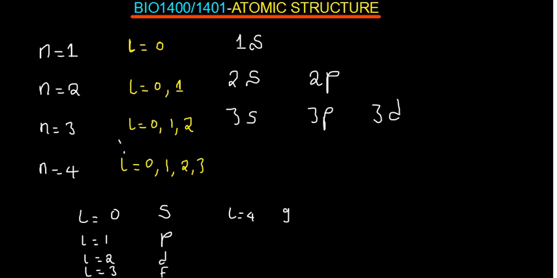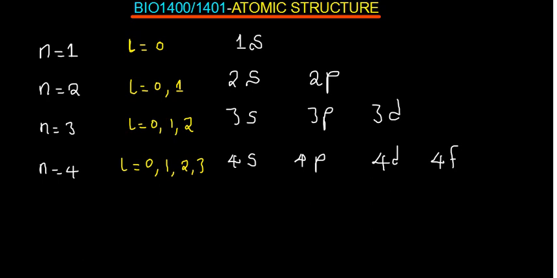So for the fourth energy level, you have 0, meaning that is s. You have 1, that is p. You have 2, that is d. You have 3, that is f. Now, because these are coming from the fourth energy level, we're going to be putting a 4 in front: 4s, 4p, 4d, and 4f. Is this okay? Do we have any question?